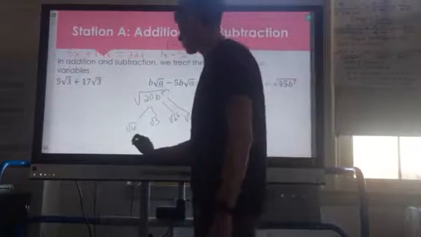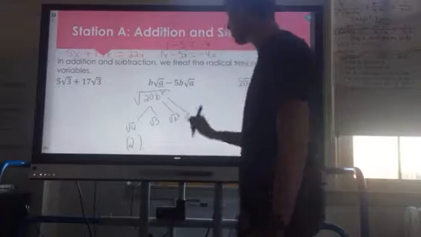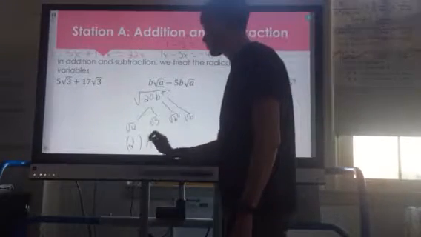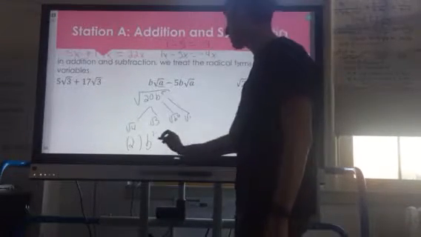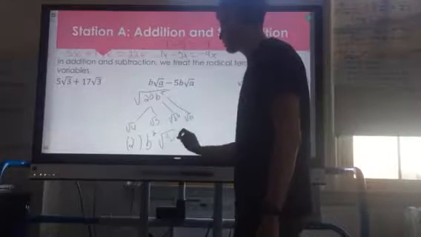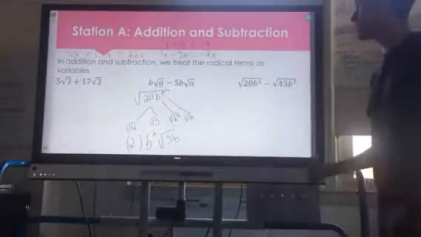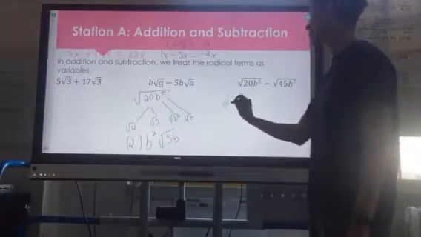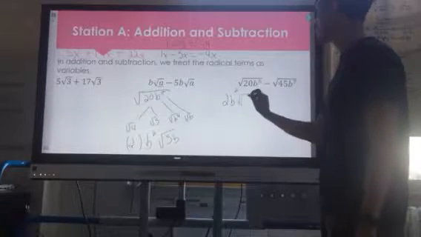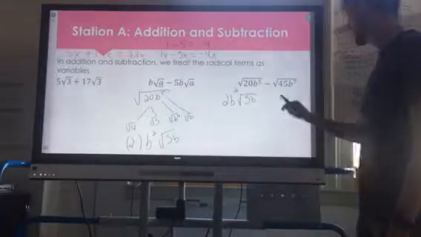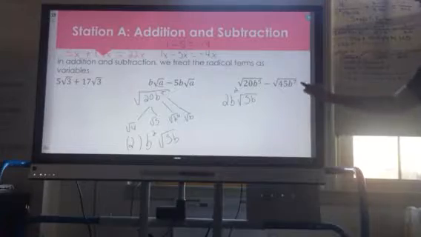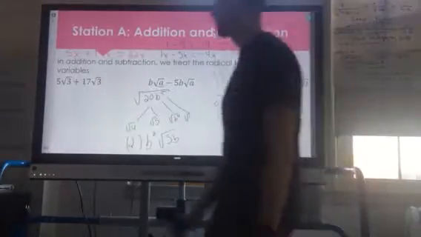I know the square root of 4 is 2. I know the square root of b to the 4th is b squared, and I'm left with 5b inside the radical. So when I simplify 20b to the 5th, this will be 2b squared times the square root of 5b. Next, I'm going to do the same thing with the 45b to the 7th.